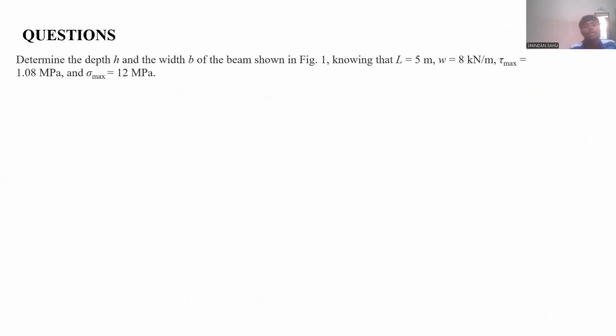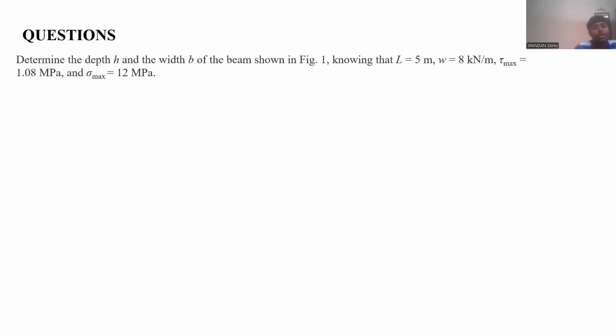So this is the part 2, or second question, of today's session. Here they are asking to determine the depth h and width b for that same question having a rectangular cross section. Given that L is 5 meter now, W is 8 kilonewton per meter. So write the given part. Intensity of the load is 8 kilonewton per meter. Tau max and sigma max both are given.